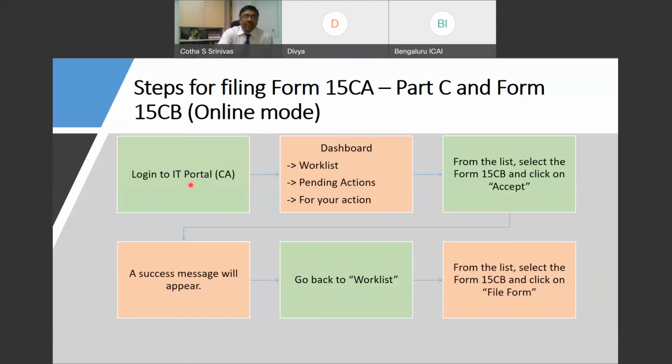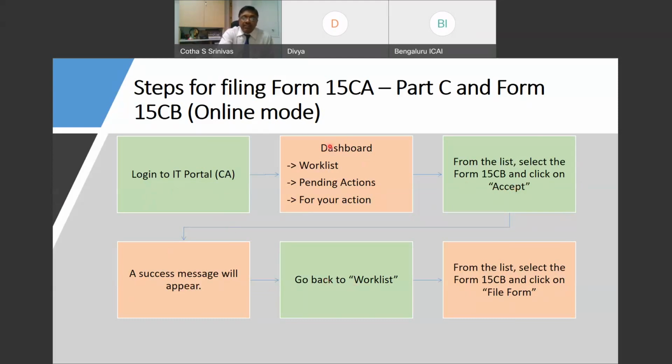Next, the chartered accountant has to log in to his IT portal. To whichever chartered accountant he has assigned, he has to get into his portal and go to his dashboard, work list, pending actions, for your action. From the list, select the Form 15CB and click on accept. So the chartered accountant, once it has been assigned to him, has to click on accept. A success message will appear.